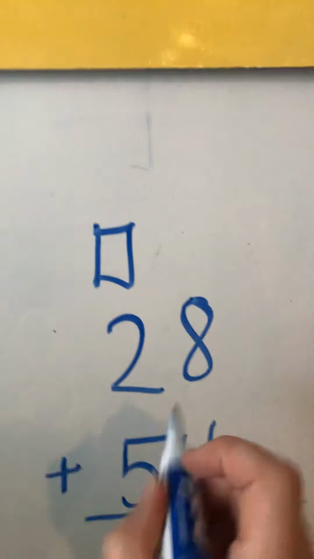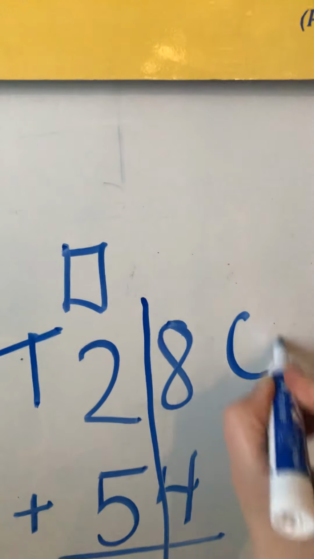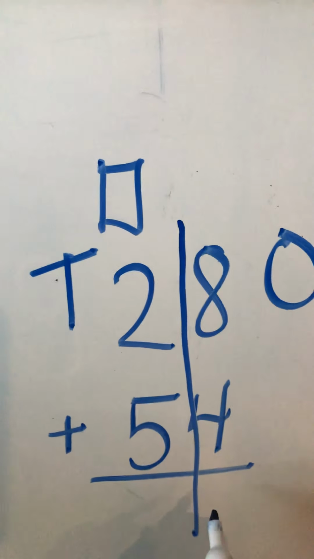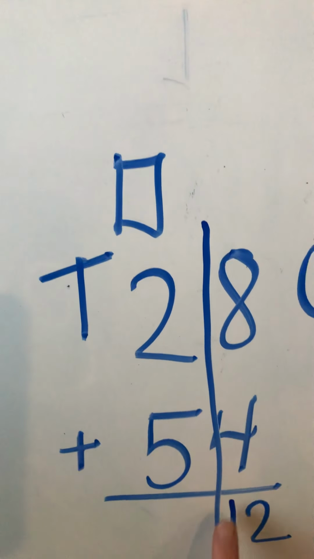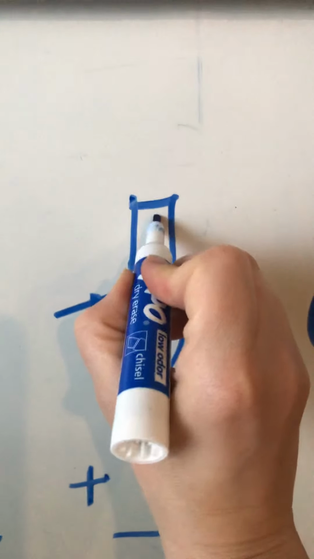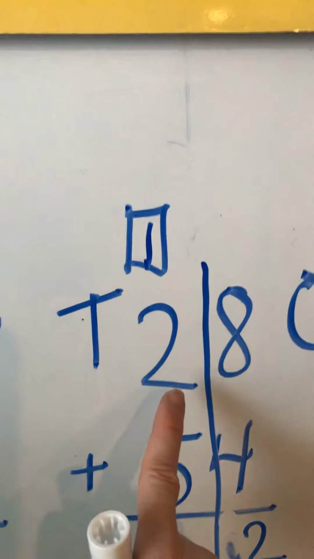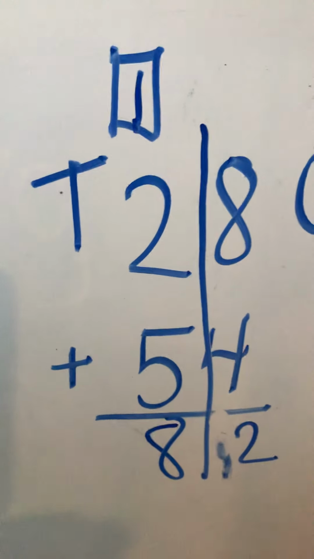We do this one the same. 10s to the left, 1s to the right. 8 plus 4 is 12. We cannot put a 12 here. So the 1 is in the tens column. So the 1 gets carried to the tens column. 1 plus 2 is 3, plus 5 is 8, 82.